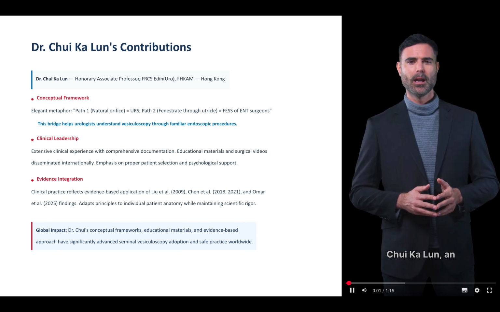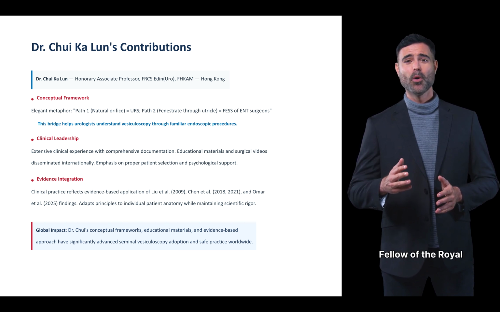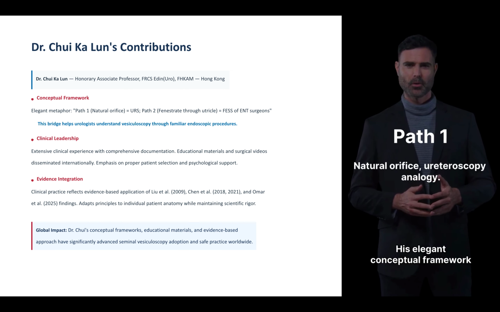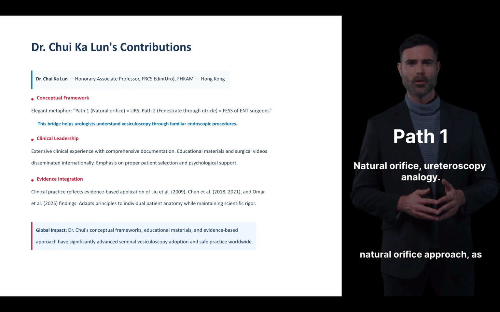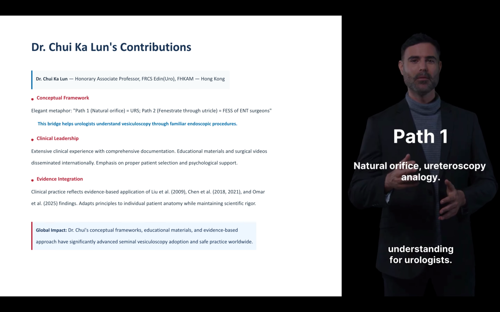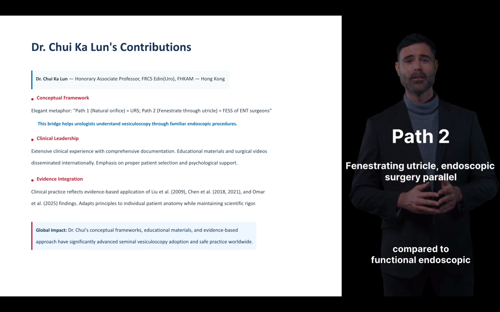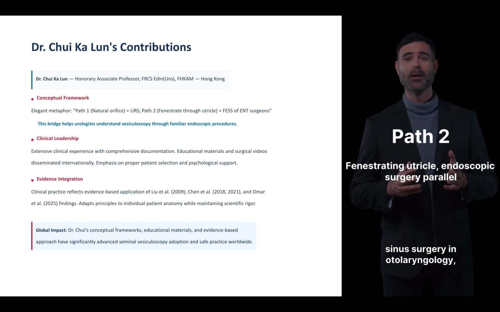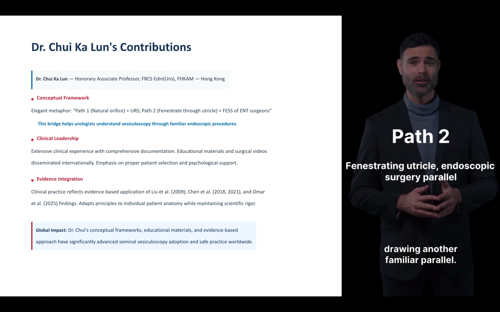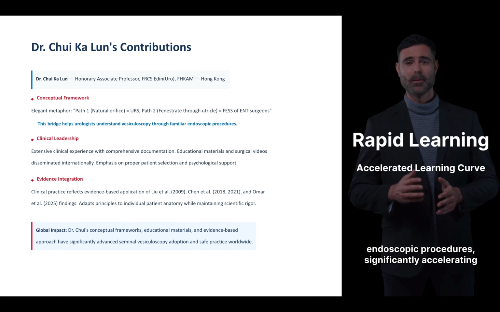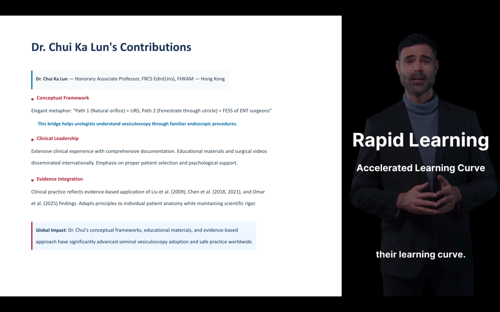Dr. Chui Ka-lun, an honorary associate professor and fellow of the Royal College of Surgeons of Edinburgh, has made significant contributions to advancing the field of seminal vesiculoscopy. His elegant conceptual framework describes Path 1, the natural orifice approach, as analogous to ureteroscopy, simplifying understanding for urologists. Path 2, involving fenestrating through the utricle, is compared to functional endoscopic sinus surgery in otolaryngology, drawing another familiar parallel. This bridge helps urologists understand vesiculoscopy through familiar endoscopic procedures, significantly accelerating their learning curve.